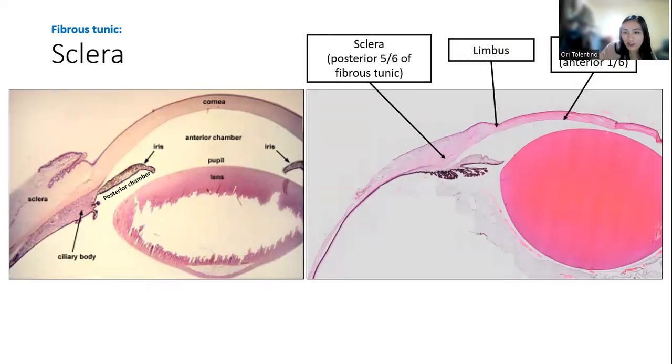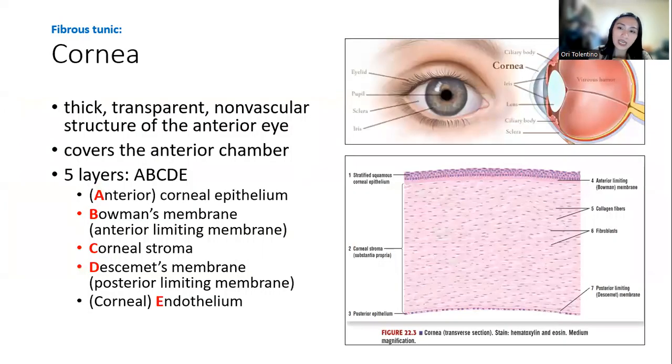Remember, the fibrous tunic's posterior 5/6 is the sclera, and the fibrous tunic's anterior 1/6 is your cornea, okay? The junction is the limbus, okay? Let's go to the cornea. It is a thick, transparent, non-vascular structure of the anterior eye. It covers your anterior chamber.